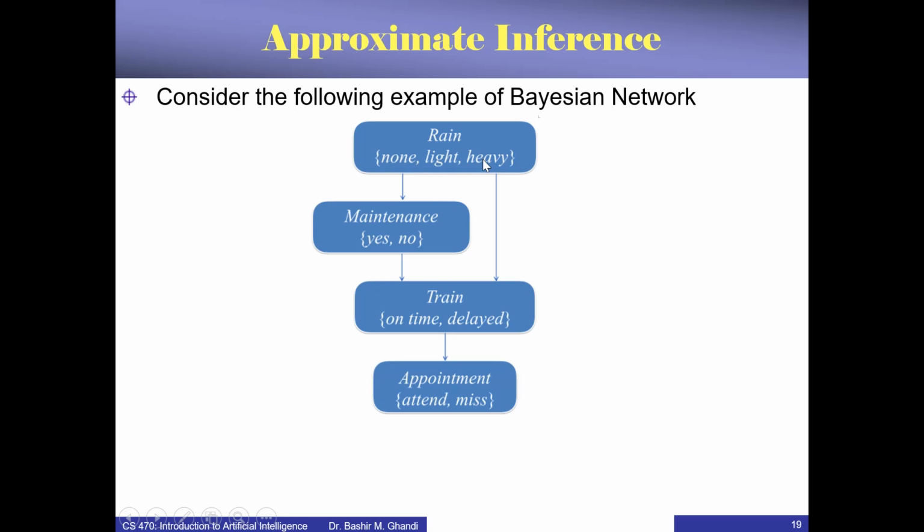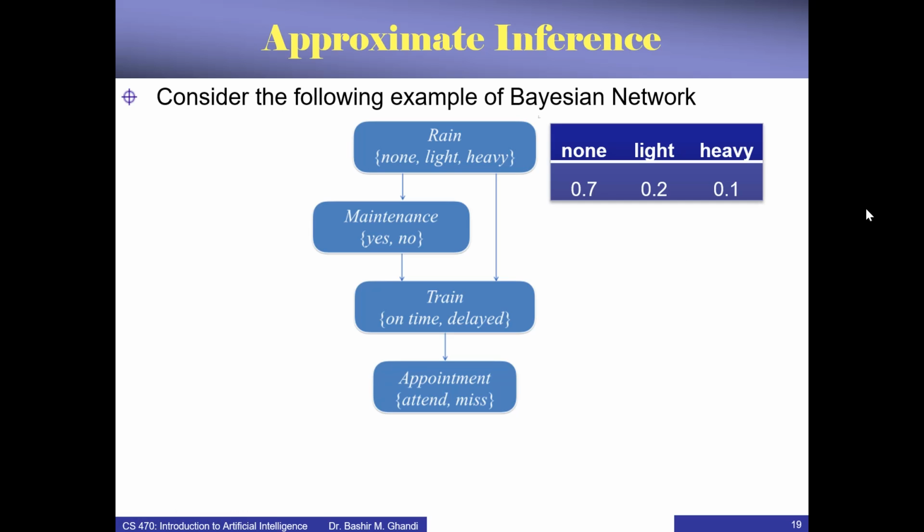But if there is heavy rain, most likely the maintenance will not take place. So maintenance is dependent on the rain, on the situation of the rain, whether there is heavy rain or light rain or no rain at all. So this is basically the network we are going to consider for this example, and to be able to explain approximate inference using it.